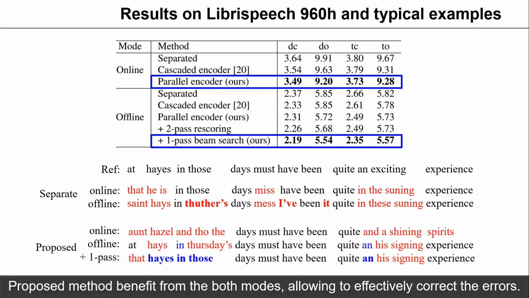In contrast, the second example shows the results of the proposed method of online and offline model plus one-pass beam search. As shown in blue, the proposed method benefits from both the online and offline modes, effectively correcting the error that occurred in the first hypothesis.